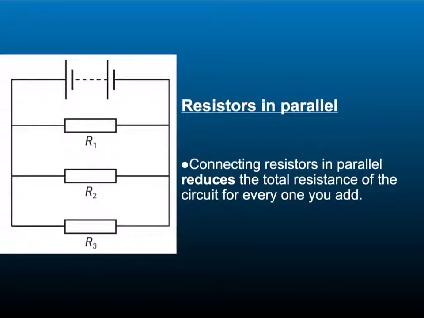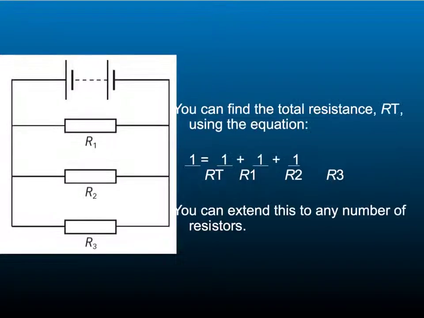Resistors can also be connected in parallel in a circuit. This means there is more than one way for the current to flow around the circuit, as shown in the diagram. Connecting resistors in parallel reduces the total resistance of the circuit for every one you add.